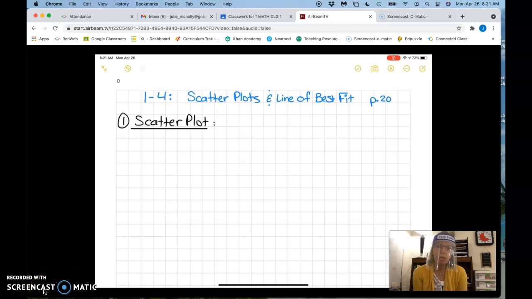Alright, so today we're starting 1-4, which is scatter plots and lines of best fit. So our first definition is a scatter plot, which shows the relationship between two sets of data.